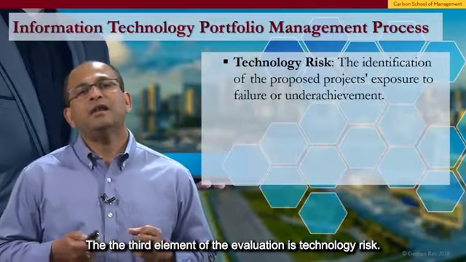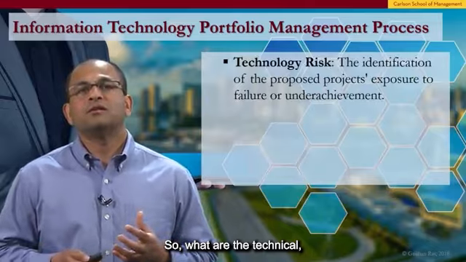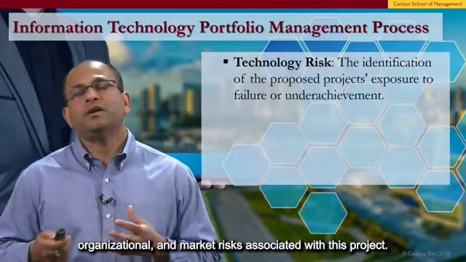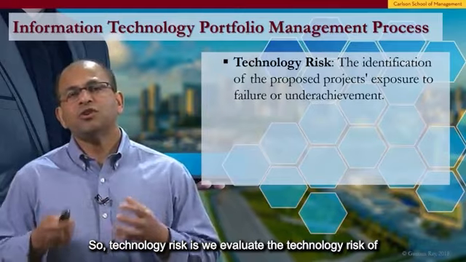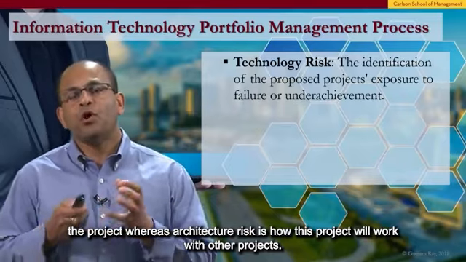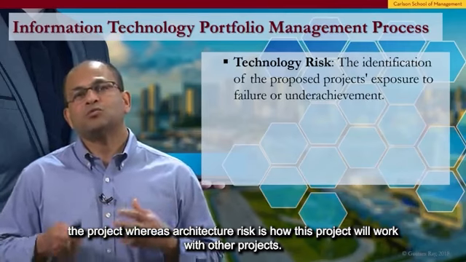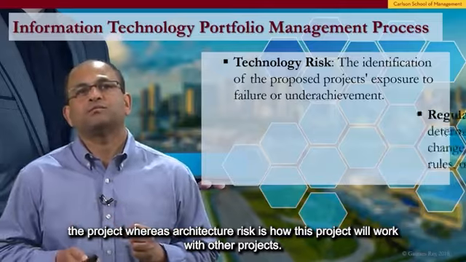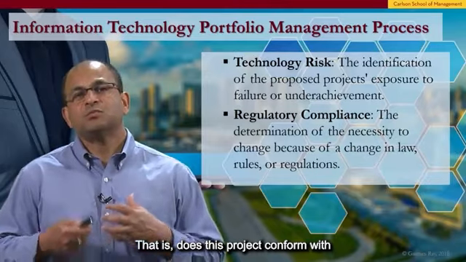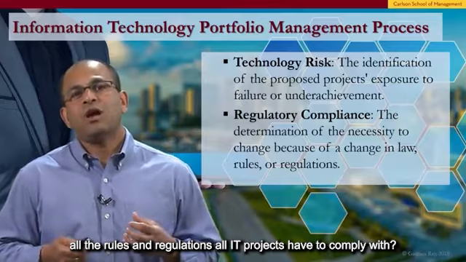The third element of the evaluation is technology risk. So what are the technical, organizational, and market risks associated with this project? So technology risk is, we evaluate the technology risk of the project, whereas architecture risk is how this project will work with other projects. Finally, we look at regulatory compliance, that is, does this project conform with all the rules and regulations all IT projects have to comply with?